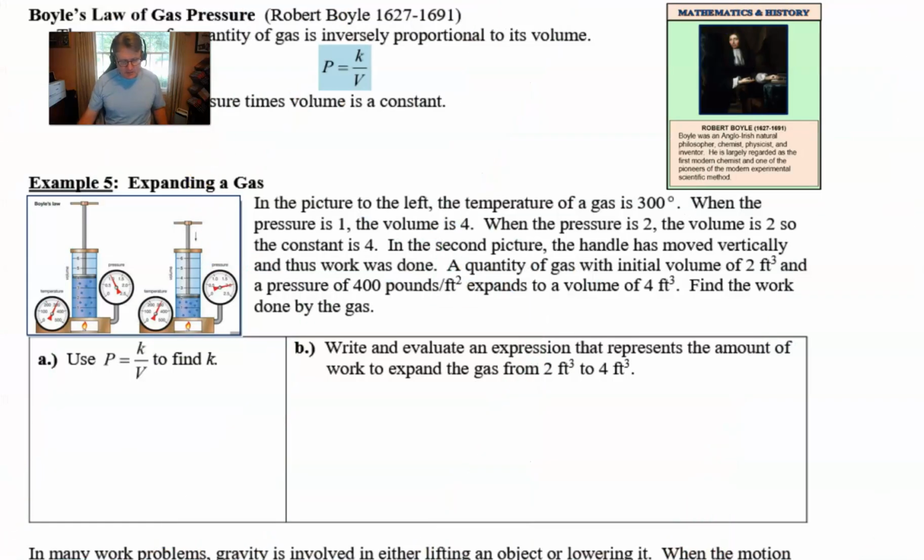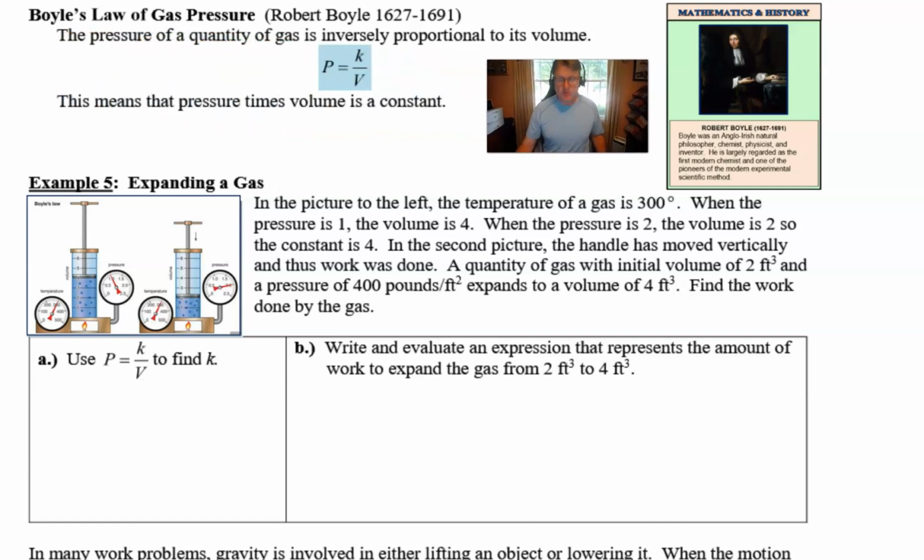So if we look at the notes here, we're going to read the question. It says the pressure of a quantity of gas is inversely proportional to its volume. Now, it's not likely that every single person watching this video has taken some type of chemistry course, but if you have, it's very likely that this formula, pressure equals K divided by volume, is something that you are acquainted with.